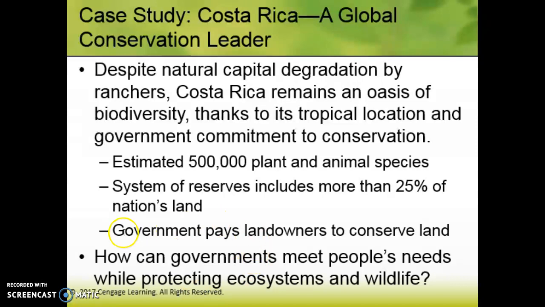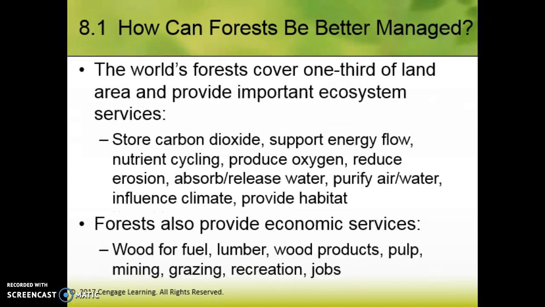So think about this question here: how can governments meet people's needs while protecting ecosystems and wildlife? That's the real key to this course. How do we strike that balance? How do we sustainably manage our ecosystems so that we still get something out of it and there's still something for our future? Notice here there's a program where the government pays landowners to plant trees, pays landowners not to use their ground to maintain the biodiversity and things along those lines.